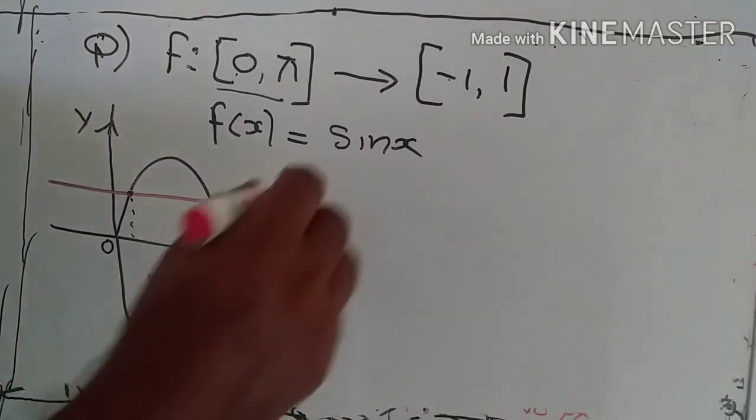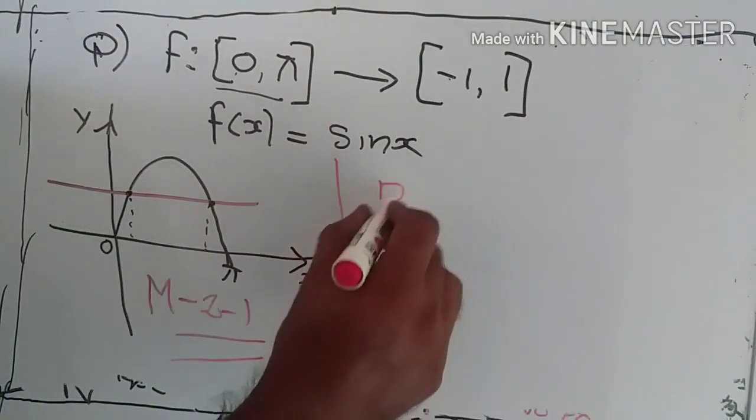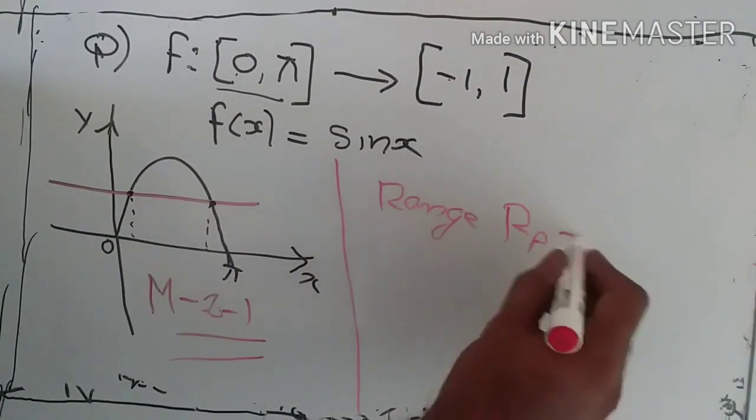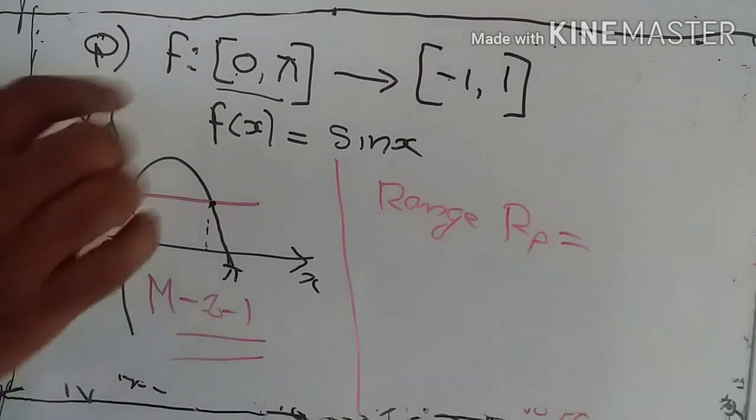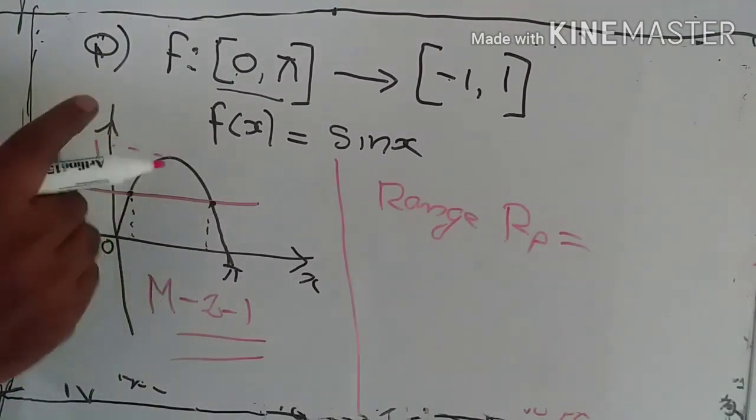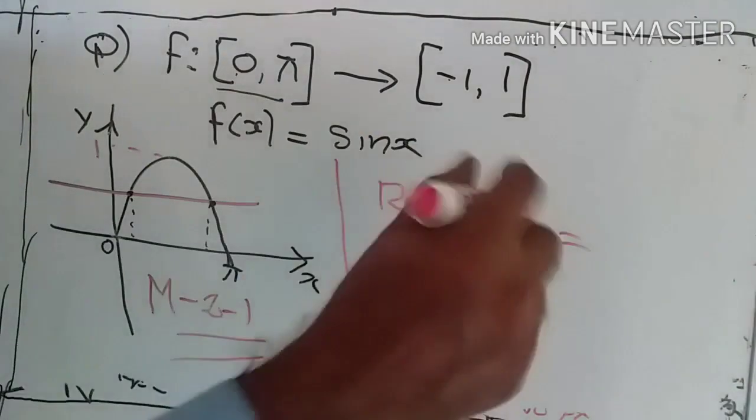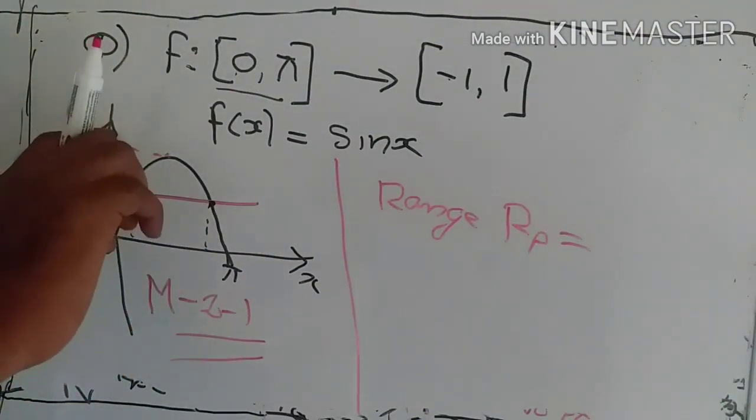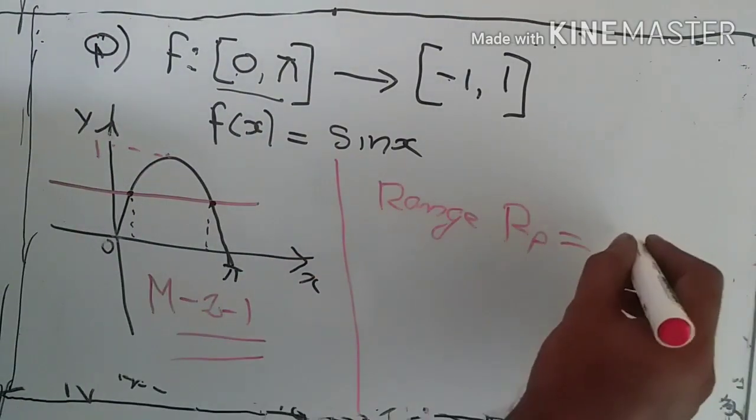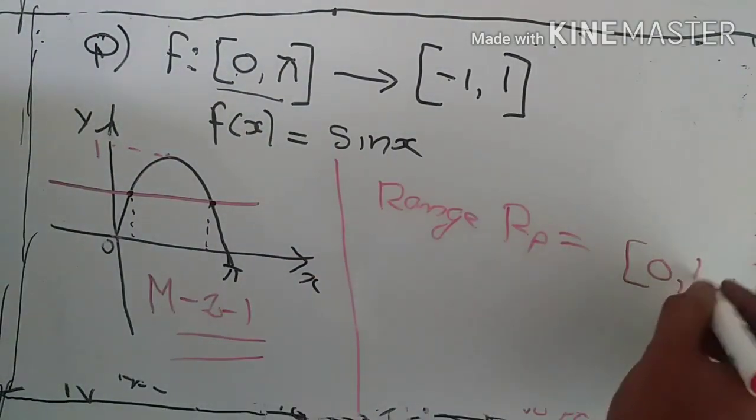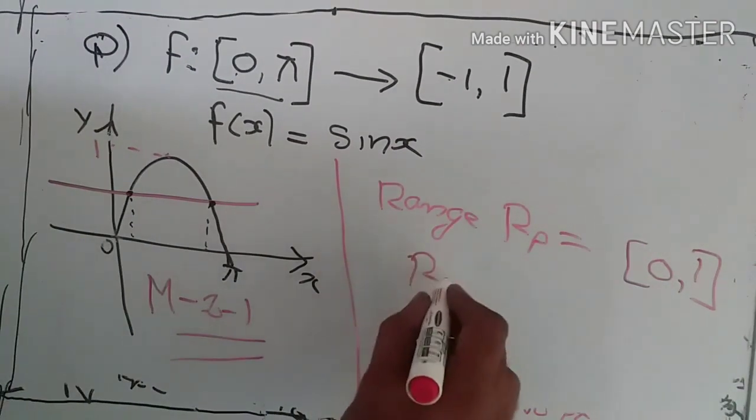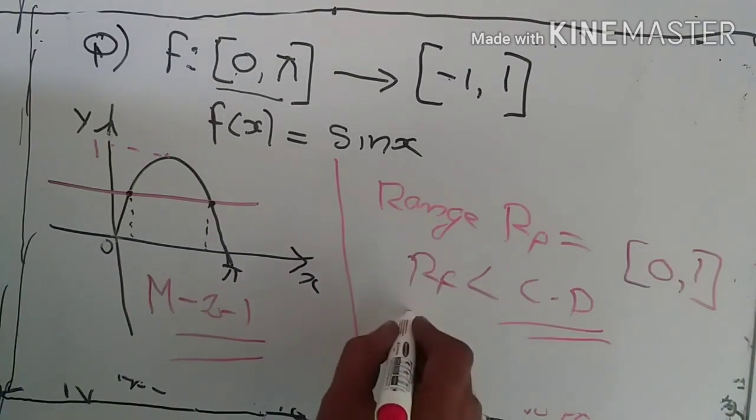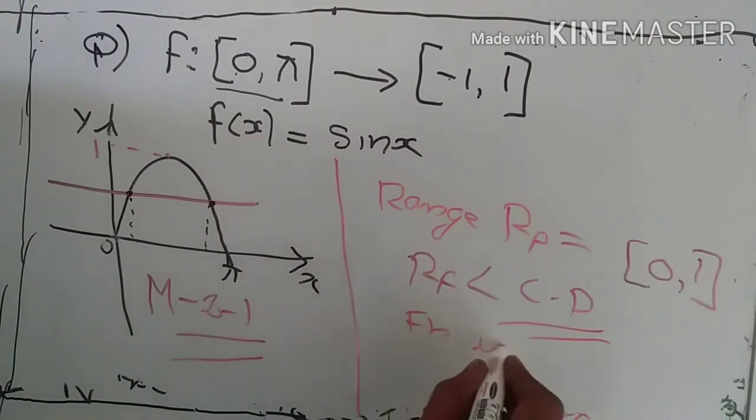Now what is the range of the function? The range of the function is equal to this height. This is 1. This height is 0 to 1. 0 is the minimum value and 1 is the maximum value. This height is the range. R of f is equal to the closed interval 0 to 1. That is, range is less than codomain. Function is into.